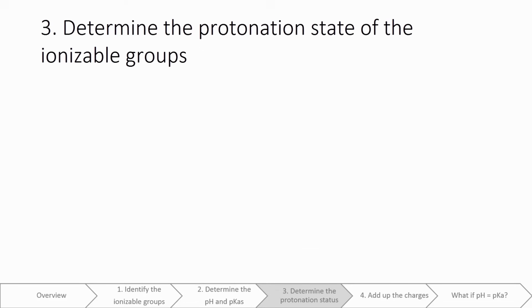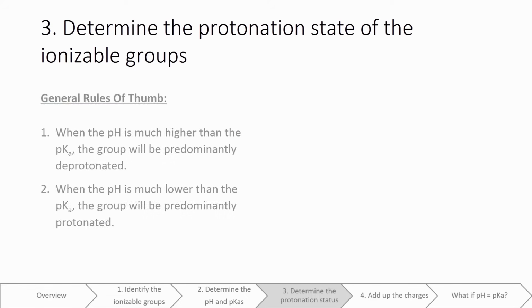The next step is to determine whether each of these ionizable groups will exist predominantly in a protonated or deprotonated state. In order to do this, we can compare the pKa of each of these ionizable groups with the pH. As a general rule of thumb, when the pH is much higher than the pKa, the group will be predominantly deprotonated. When the pH is much lower than the pKa, the group will be predominantly protonated.